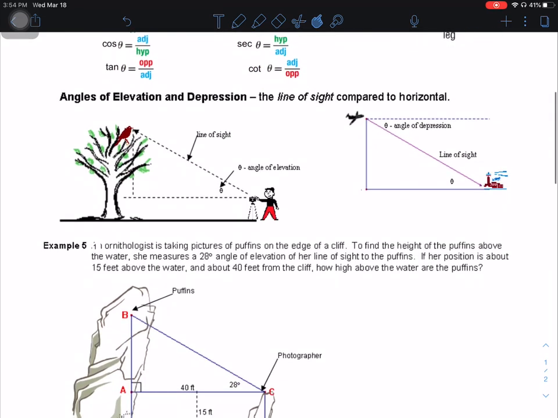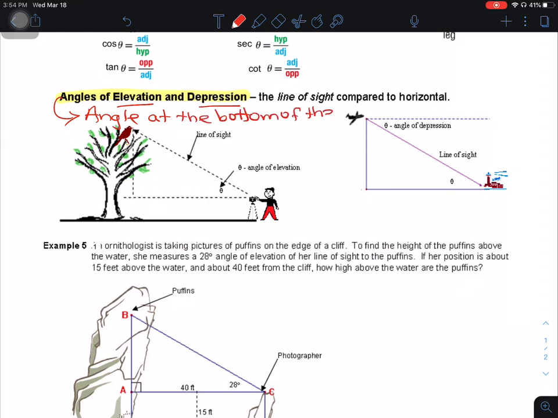So what you're going to see in a lot of these problems is the phrase angle of elevation or angle of depression. And regardless of which of those two phrases you see, those are both always referring to the angle that is at the bottom of the triangle. Okay, that's typically what you're going to see in all of these pictures here.